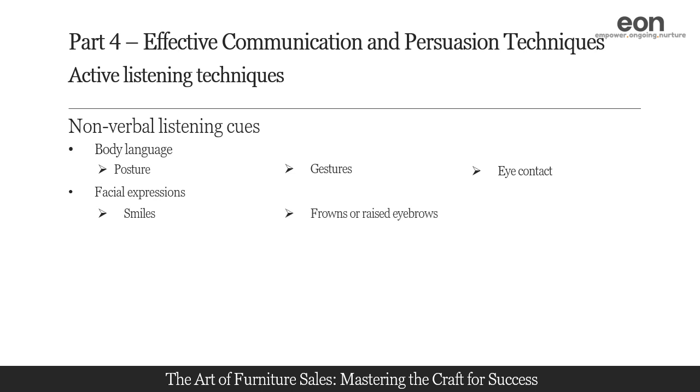Frowns or raised eyebrows may indicate confusion, concern, or disagreement. They may signal the need for further clarification or additional information. When customers nod while speaking or hearing recommendations, it generally signifies agreement or understanding. It indicates that they are actively listening and following your conversation.